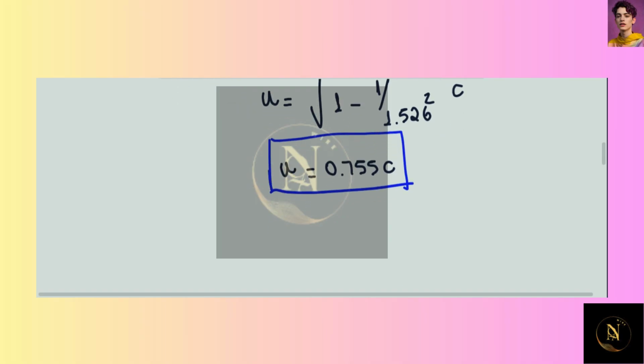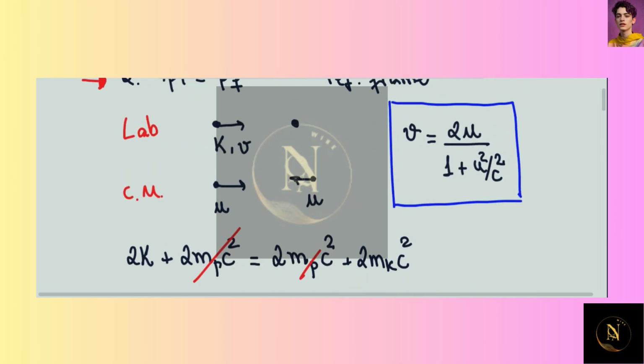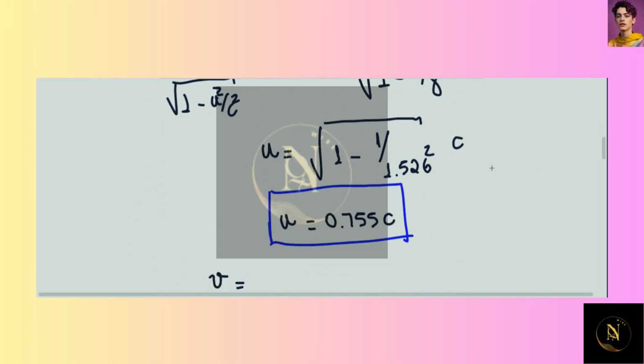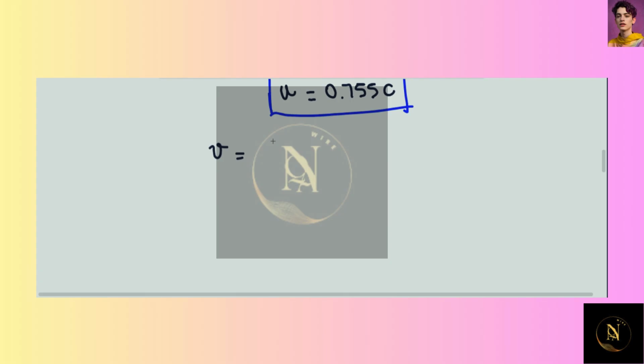With V, we can calculate the kinetic energy of the incoming particle. Now, remember that I told you that V is equal to 2u divided by 1 plus u squared over c squared. So this is 2 times 0.755c divided by 1 plus 0.755 squared. So V is equal to 0.962 times the speed of light.